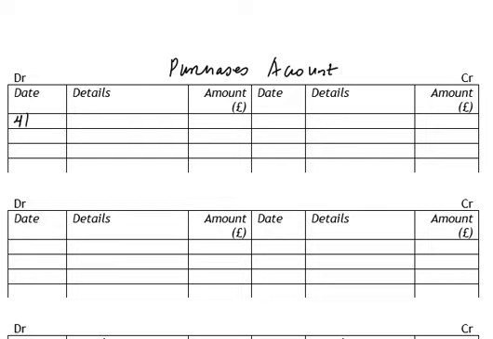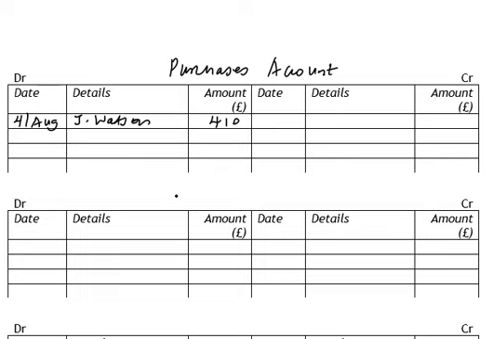this is on 4th August. Under the details, I'll put the name of the supplier, that is J. Watson, and the goods are worth 410. But remember, we have to complete the double entry for this.